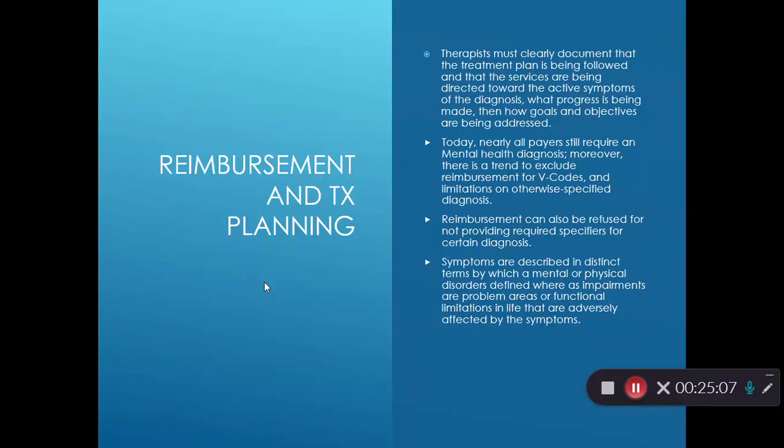This is just some more criteria that we've already covered about treatment planning versus reimbursement. Reimbursement can also be refused for not providing required specifiers for certain diagnoses. So when we went into the DSM-5, we got all these specifiers and V codes. They have to be put in there, and our payer sources can literally just say, denied, I'm not paying for that assessment because you did not provide the specifiers that are required for that diagnosis.